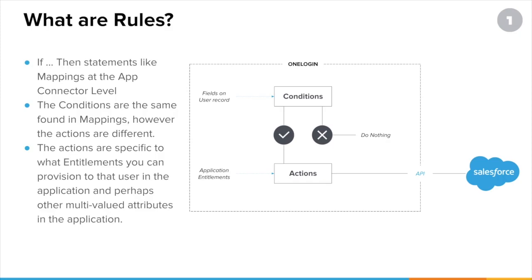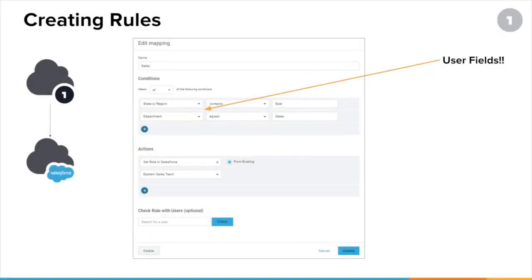Well, rules are similar, but they're created at the application level instead of at that full OneLogin account level. So rules are if-then statements that look at user attributes. And if the user matches the conditions that are defined in the rule, then the actions will be applied to the user. The actions then are assigning values to the parameters that are being sent to the application. For example, you might create a rule that looks at a user's job title and the region they're in, and assign them to a particular role in Salesforce.